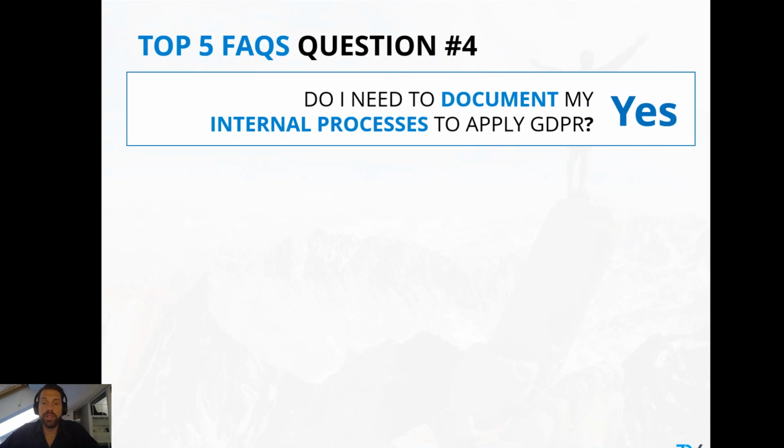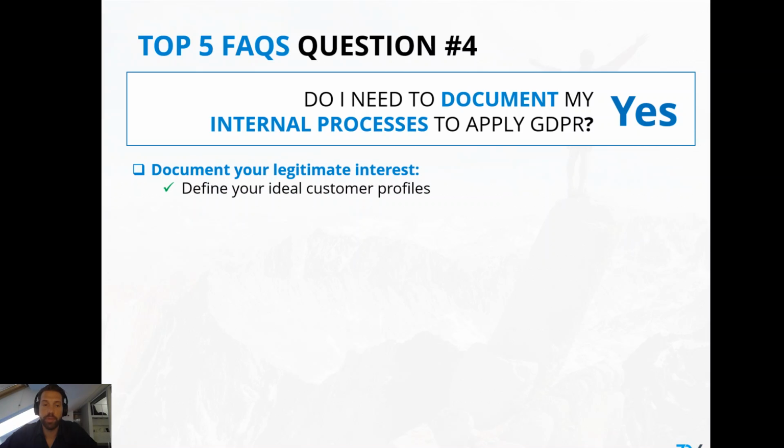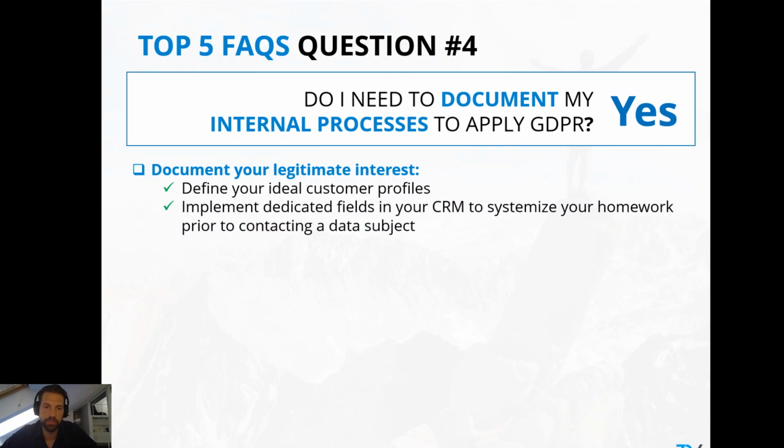And do I need to document my internal process to apply the GDPR? Yes, of course you need to do this, and it's very, very important to document your legitimate interest. So obviously, when we do the ICP, the ideal customer profile, this is our legitimate interest, and this is what we will use to say, look, your company actually looks exactly like our ideal customer profile, our existing customers, and that's why we have a legitimate interest to contact you. Then we will have dedicated fields in the CRM to document our legitimate interest. We will do this anyway, GDPR or not, but this will give us even more legitimate interest to prove that we need to contact this company because they have this and this and that that match our ICP.